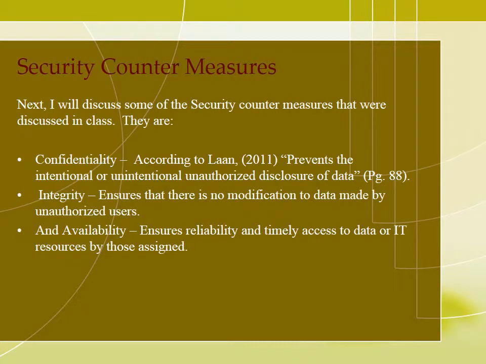Next is security countermeasures. I will discuss some of the security countermeasures that were discussed in class. They are confidentiality. According to the textbook, Lan, IT Infrastructure Architecture, 2011, quote, prevents the intentional or unintentional unauthorized disclosure of data, end quote, located on page 88 within the textbook. Next is integrity. Integrity ensures that there is no modification to data made by unauthorized users. And lastly, availability. Availability ensures reliability and timely access to data or IT resources by those assigned.